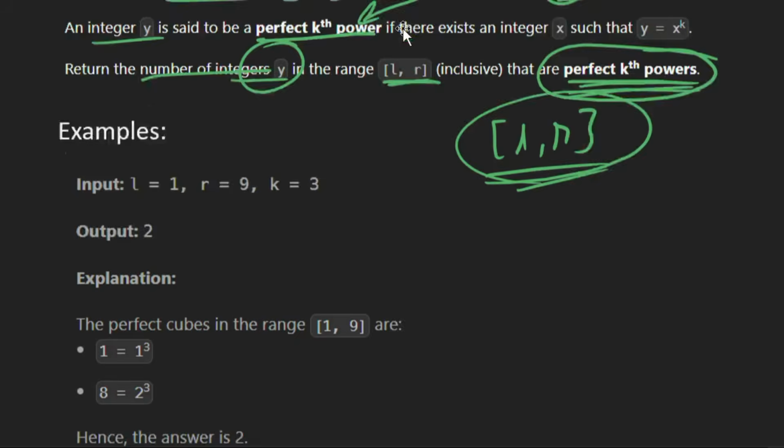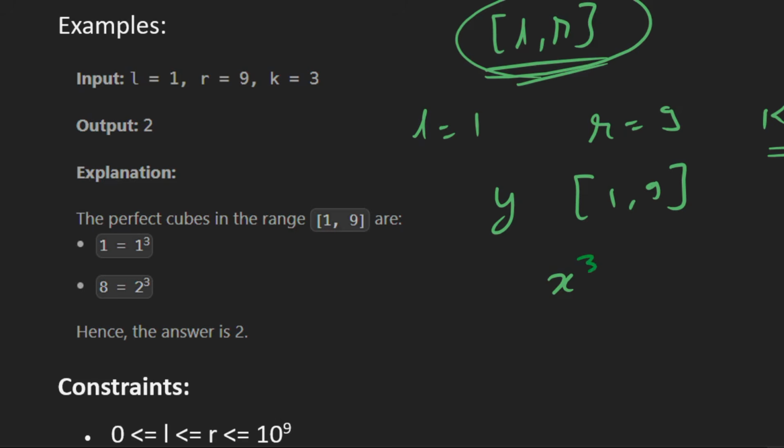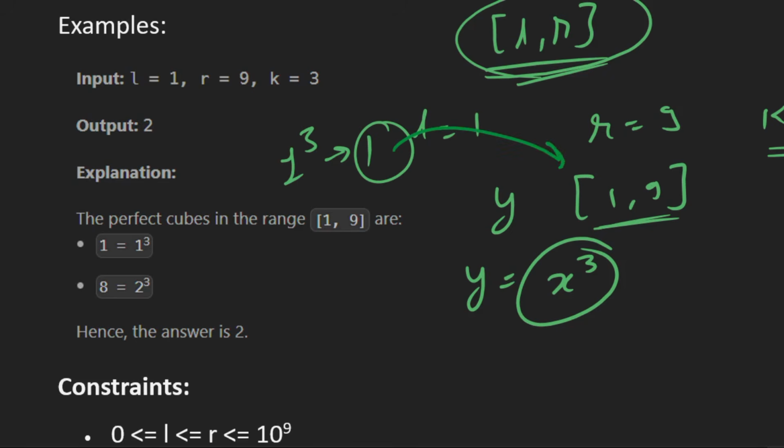So let's see the example. Here we are given l equal to 1, r equal to 9 and k equal to 3. We have to return the number of y's in the range 1 to 9 such that x cube lies in the range 1 to 9. So when x is equal to 1, 1 cube is equal to 1, 1 lies in the range, yes.